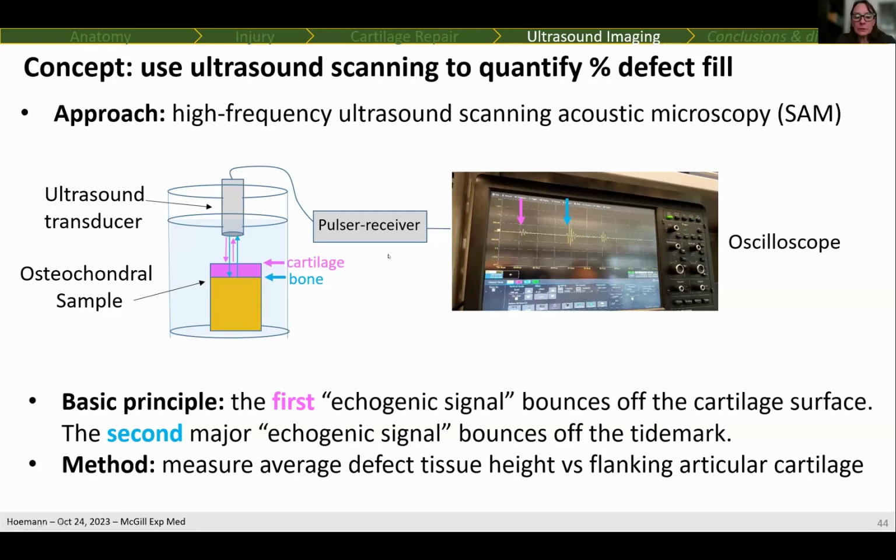If you put a piece of cartilage and bone there are 2 times of flight that are major, one at the cartilage surface and one at the bone. So here you can see the trace on the oscilloscope where the first backscatter peak, and we can measure the distance between the transducer and the cartilage by the time of flight in this small distance, and then the second peak.